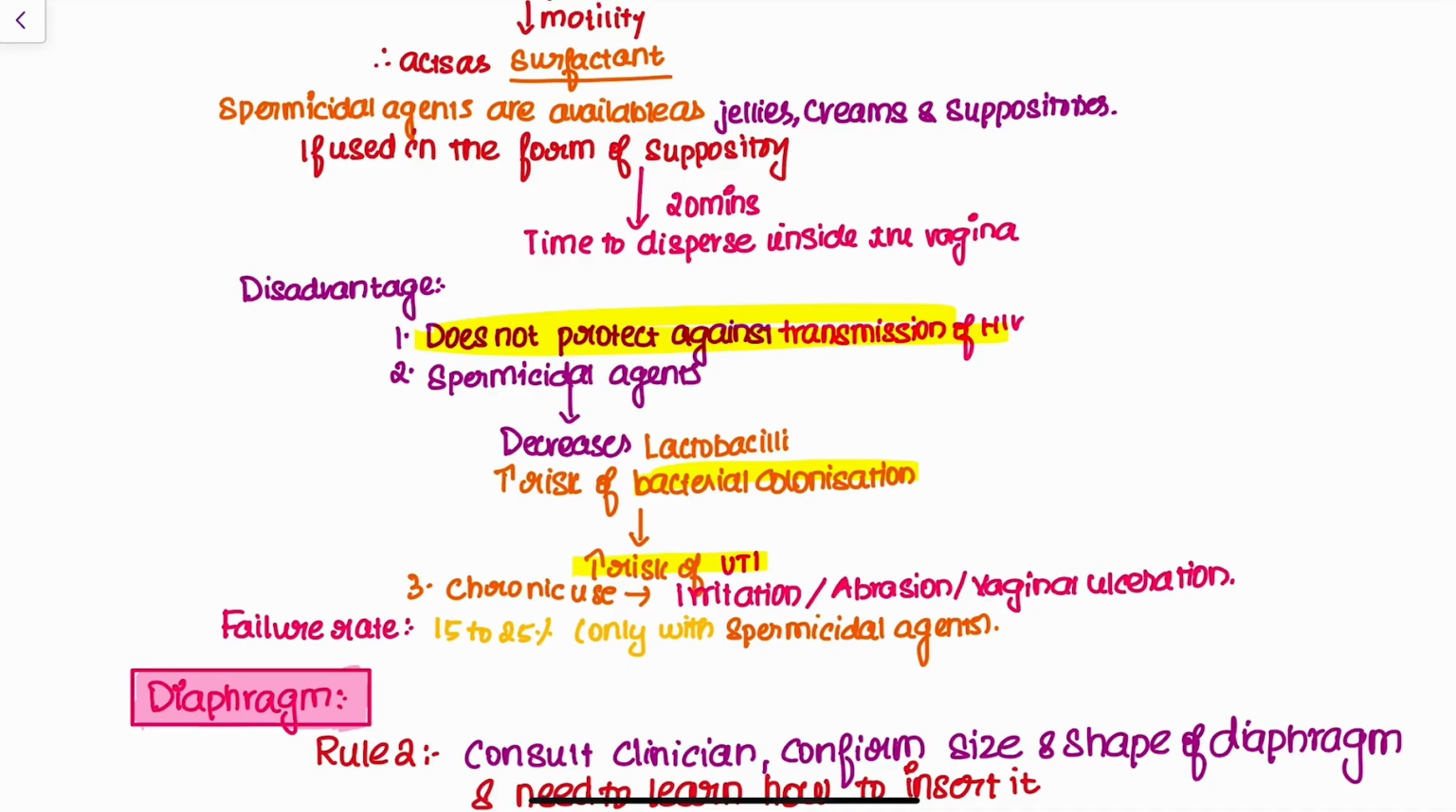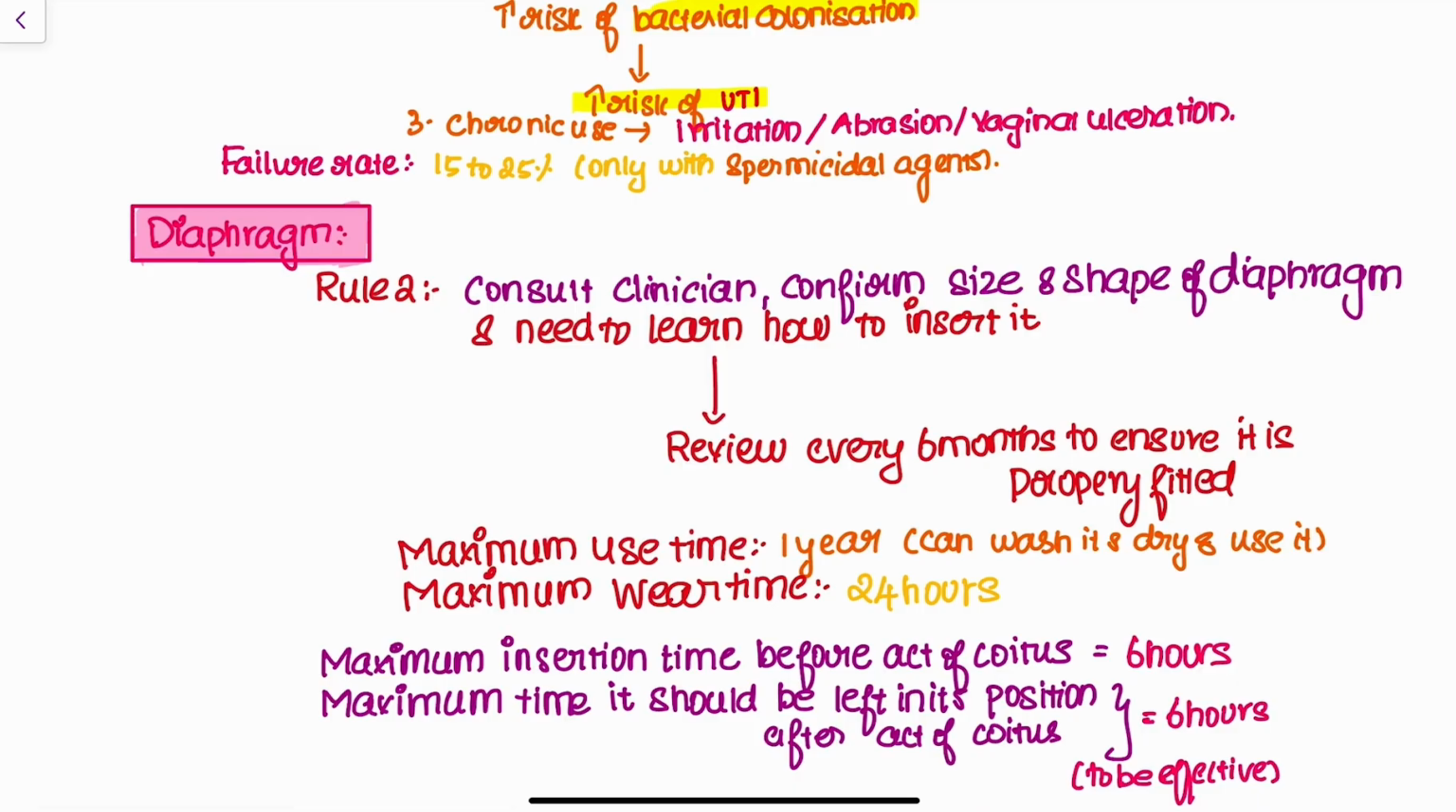What is the failure rate of spermicidal agents? The failure rate of spermicidal agent is 15 to 25 per 100 women years, right? So 15 to 25 per 100 women years is the failure rate for spermicidal agents. Is that clear? So the most important disadvantage is that it does not protect against the transmission of HIV, and it is going to increase the risk of UTI, and chronic usage of these spermicidal agents can also lead to irritation, abrasion, vaginal ulceration and cervical erosions as well. Clear? Yes. So now we are resuming with the diaphragm.